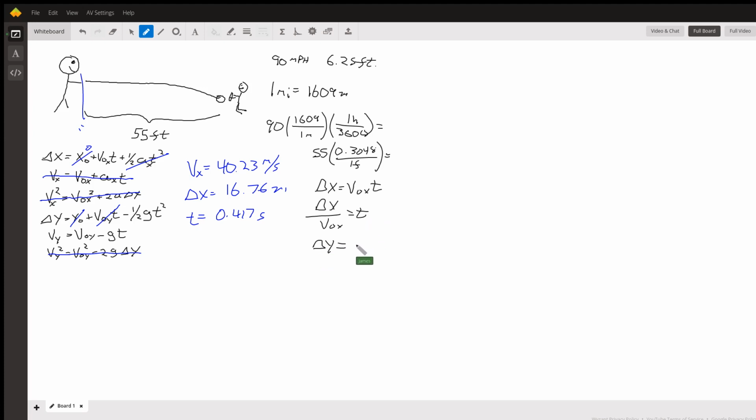equals negative 1/2 g t squared, where g equals 9.81 meters per second squared. We're going to solve for delta y. I got delta y is negative 0.851 meters, which translates to negative 2.79 feet. Now the ball started off above the plate by 6.25 feet, so we take that 6.25 and subtract the drop, the 2.79, and we get a distance above the plate of 3.46 feet. All right, and this would be a strike.